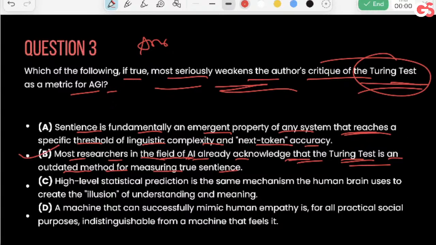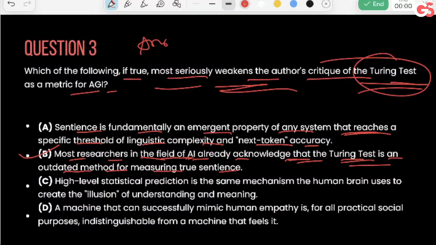I don't need to read C and D because this one, question 3, was a bit easier than the first two questions. क्योंकि ट्यूरिंग टेस्ट करने वाले लोग ही अगर ट्यूरिंग टेस्ट को नहीं मानते तो वीकेन अपने आप ही हो गया. आगे पढ़ लेते हैं फिर भी.